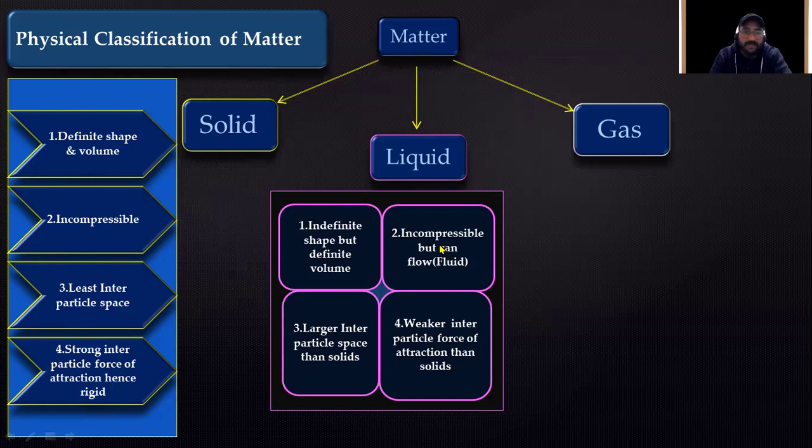Coming to the second property, liquids are incompressible but can flow. If you take liquid in a syringe, plug the front end, and then try to push the piston, you will barely be able to push the piston inside, isn't it? So liquids are incompressible, but they can flow. Give it a try. Drop some liquid on the ground and you will see it takes its course. So liquids flow. On that basis, liquid is a fluid.